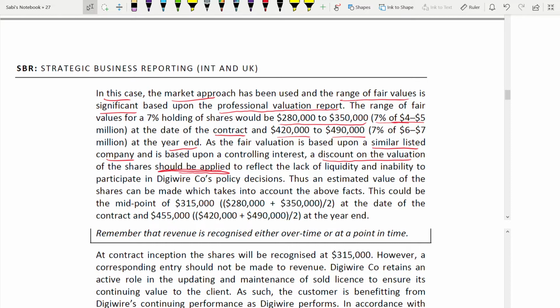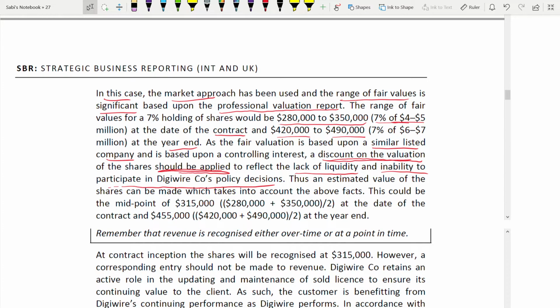Okay. So you have to discount that when you're valuing. That means your valuation cannot be so high because you are an unlisted startup company. That means your valuation should be much lower than that of a listed one. So you have to discount that valuation of the shares. Okay. So it should be applied to reflect the lack of liquidity. First of all, you are unlisted, so lack of liquidity, and also inability to participate in Digiwire's policy decisions.